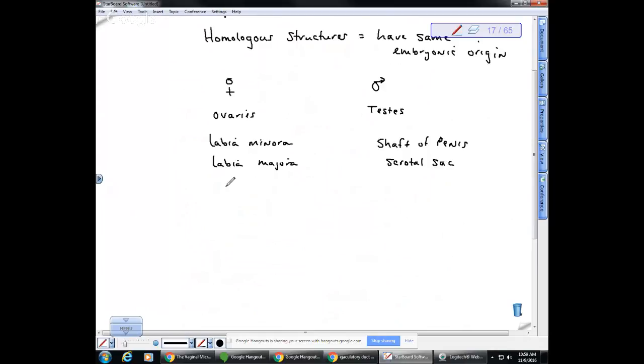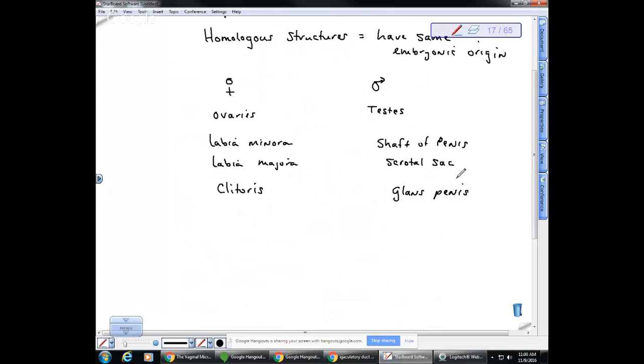And then we have the clitoris. Okay. And in the male, we have what is called the glans penis. So that is the tip of the penis. And both of these are highly sensitive, right? So the clitoris has lots of sensory receptors on it. It's really important for the sexual response. Same as the head of the penis.